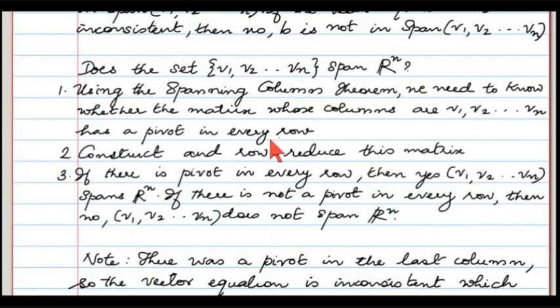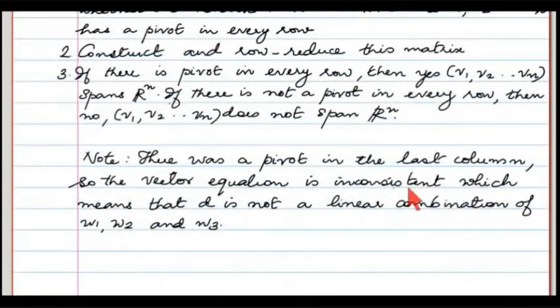If there is not a pivot in every row, then no, v1, v2, vn does not span Rn. Note, if there is a pivot in the last column, the vector equation is inconsistent, which means that t is not a linear combination of w1, w2 and w3.